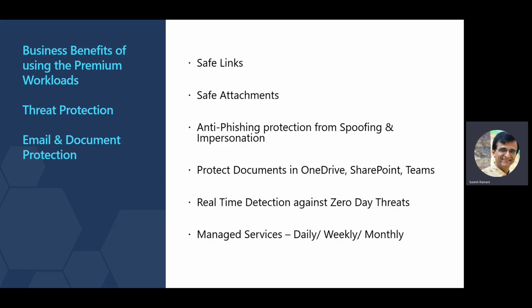Anti-phishing protection from spoofing and impersonation. Spoofing is when the from address in the email message, which is the sender's address that's shown in the email client, does not match the domain of the email source. Impersonation is where the sender or the sender's email domain in the message looks similar to a real sender or a domain.